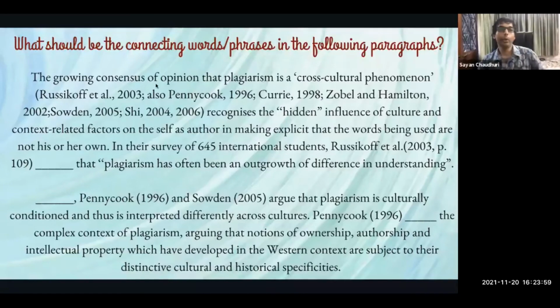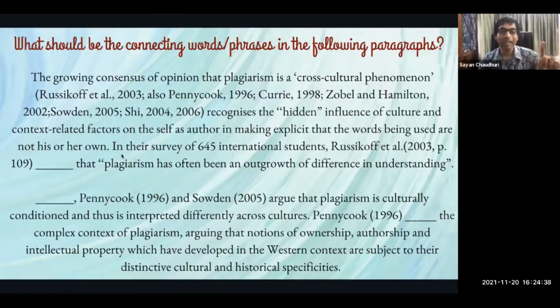So let's read it. The growing consensus of opinion that plagiarism is a cross-cultural phenomenon recognizes the hidden influence of culture and context-related factors on the self as author in making explicit that the words being used are not his or her own, right? So basically, the idea that there are many cultural factors which make the author realize, or which make it explicit that the words being used by the author are not their own.